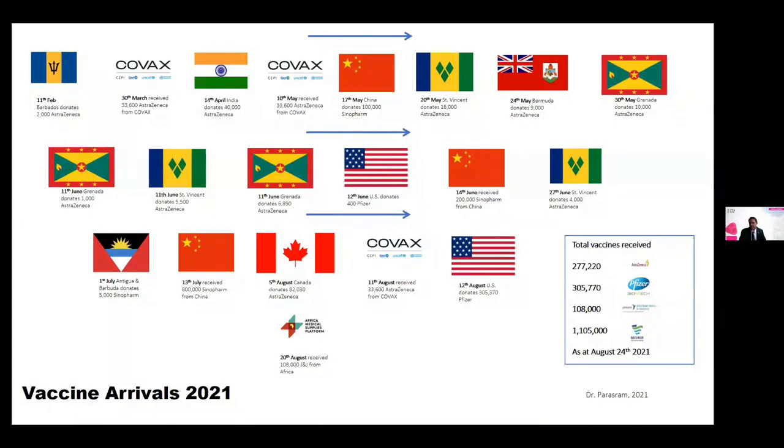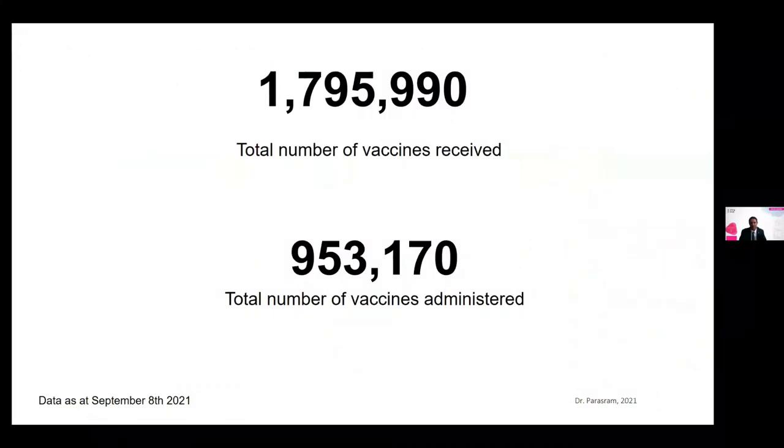If you look at the right-hand side, in the little box below, you will see the total vaccines received to date by different brands: 277,200 AstraZeneca, Pfizer 305,770, Janssen Johnson & Johnson 108,000, and Sinopharm 1,105,000. So the total number of vaccines received is 1,795,990. The total number of vaccines administered so far now stands at 953,117, the majority of which would have been given out in July and August, in those months where we were able to set up mass vaccine campaigns.